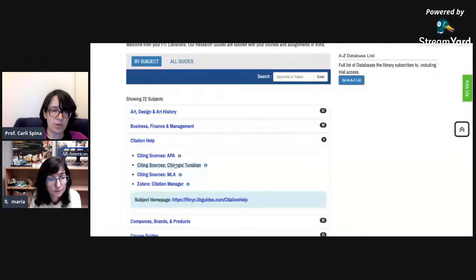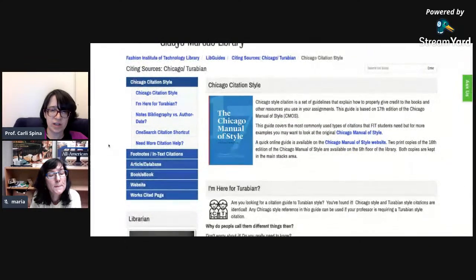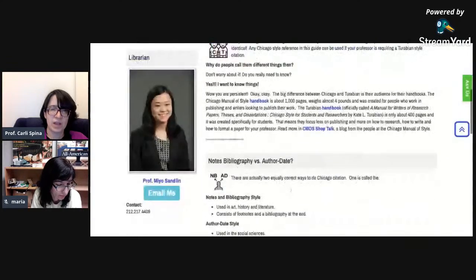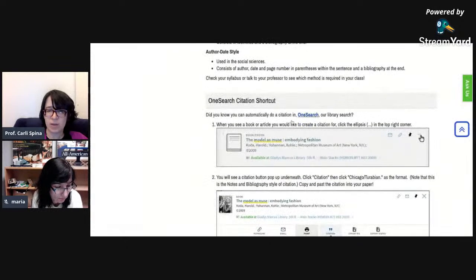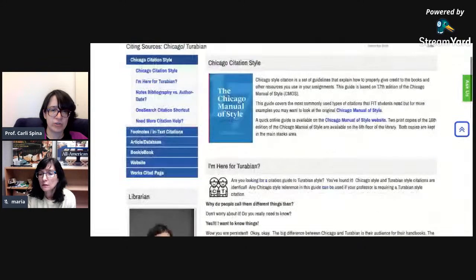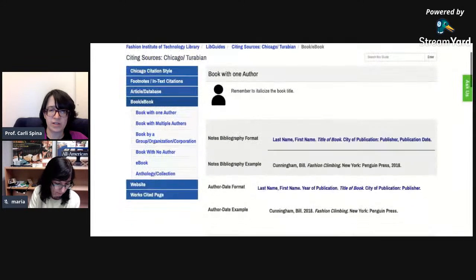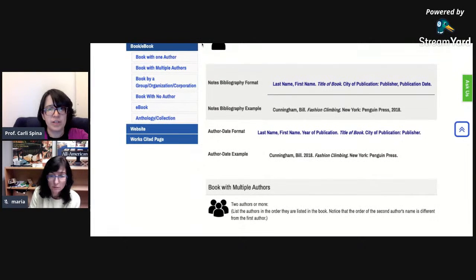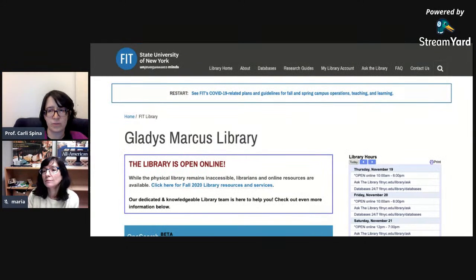And let's take a look to see what one of these guides looks like. So you'll see that it's going to tell you a little bit about the citation style. It'll explain that Chicago and Turabian are basically the same. It's going to tell you about the difference between notes, bibliography, and author date. It will show you how to do that work in OneSearch that I showed you. And then it's going to show you the various types of citations. So if you wanted to know how to cite a book, you can come here and see many, many different examples. So our guides are really great, tailored to the needs of FIT students, ways of getting citation information.